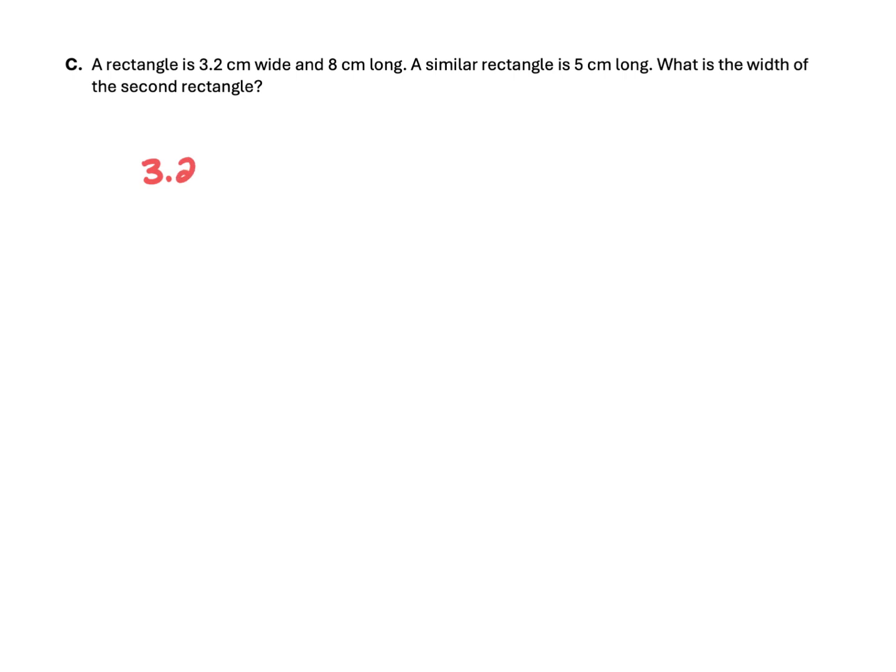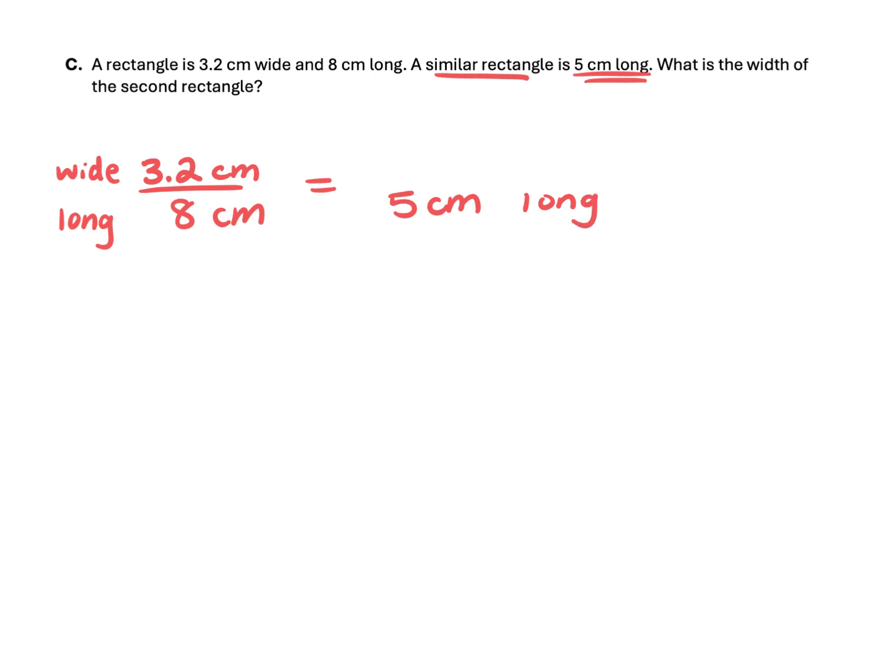So 3.2 centimeters, that's the width, and 8 centimeters long. A similar rectangle is 5 centimeters long. So I just have to make sure that I match them up. That's why I'm adding the labels. So 5 centimeters is the length. So the length has to match up with the length. So they're across from each other. And then the width has to match up with the other width.